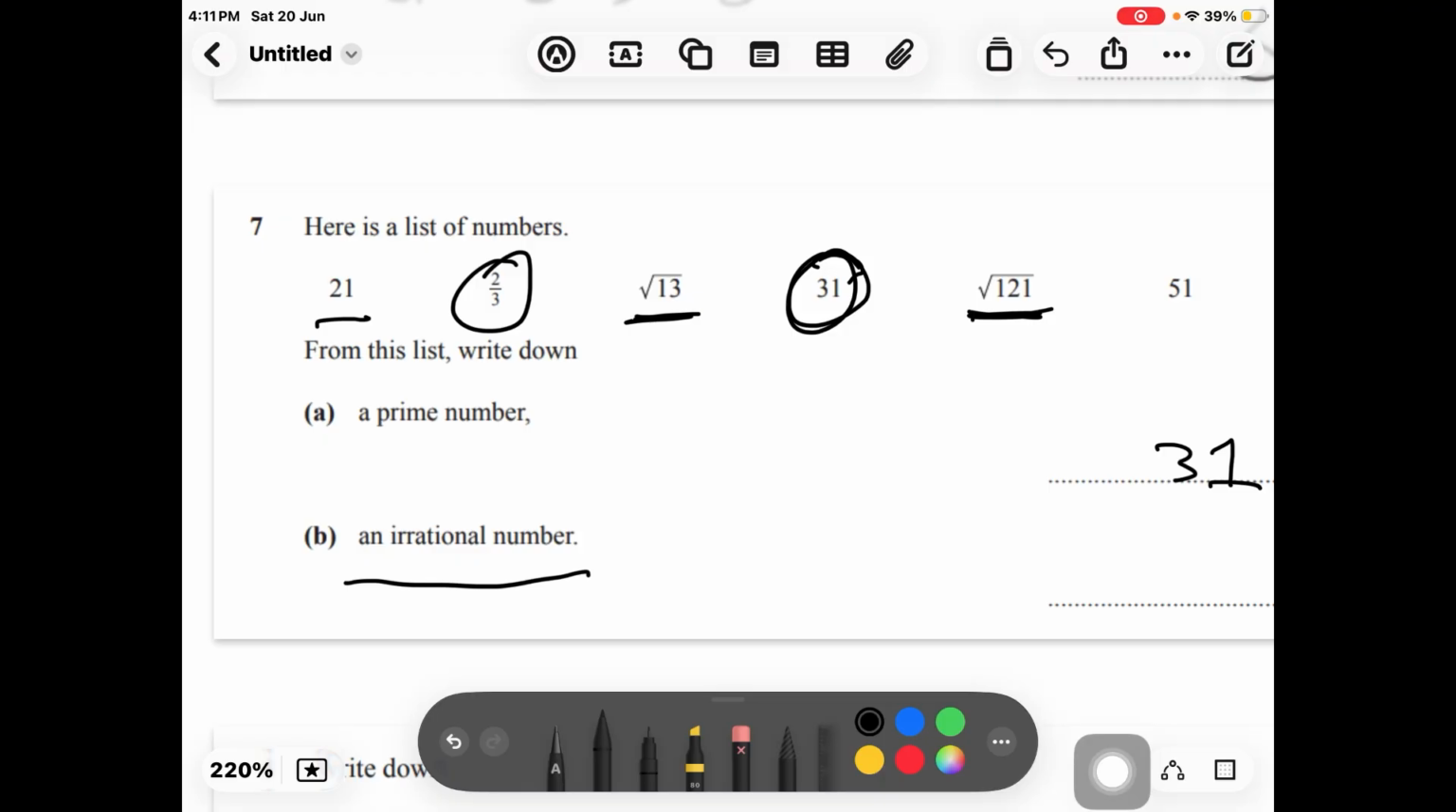Now, 121 itself is a square number. So if you find the root of 121 in a calculator or if you know that 121 is a square, you can automatically tell that root 121 is 11. And 11 is a whole number, so it's a rational number. So the only number left is root 13, which is indeed our irrational number.